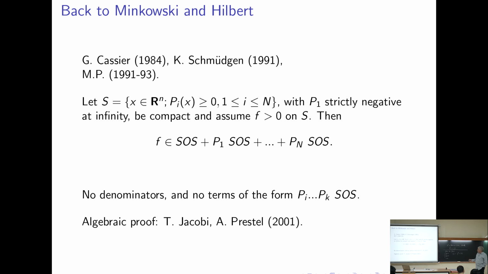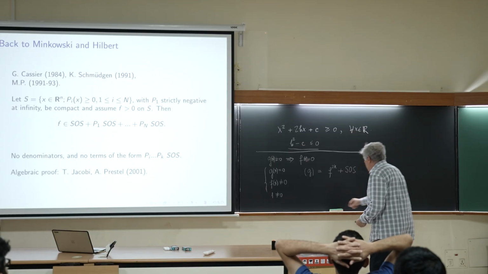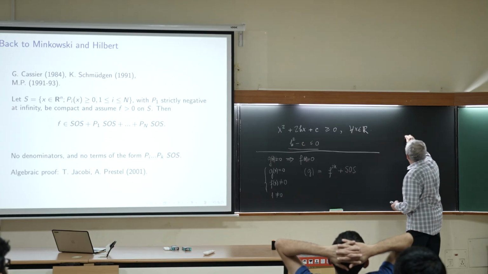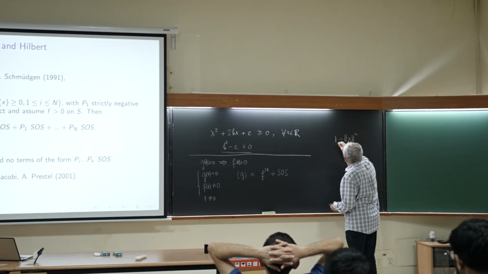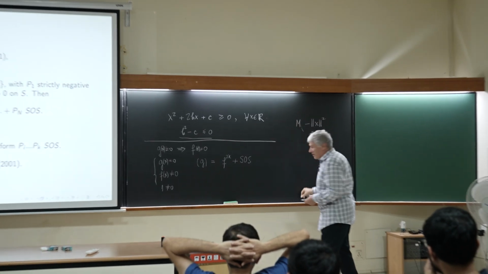Suppose we have a compact set given by a number of polynomial inequalities, and at least one is strictly negative at infinity. For instance, 1 minus, or a constant minus a square.